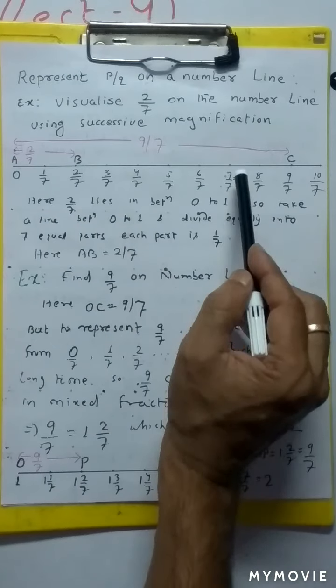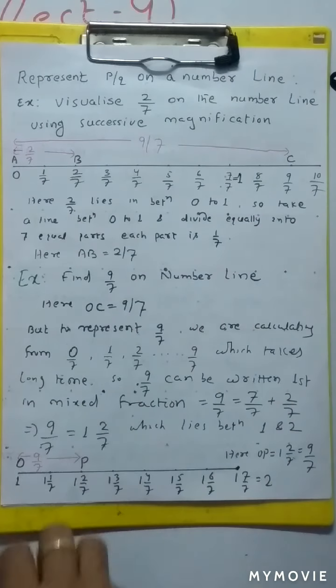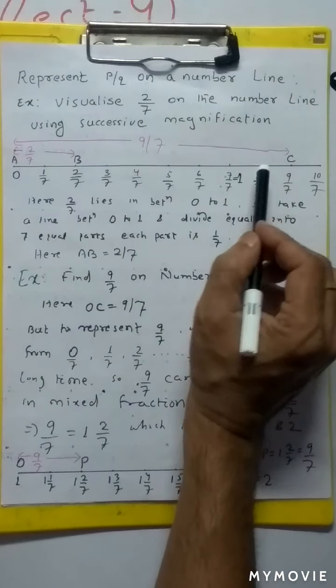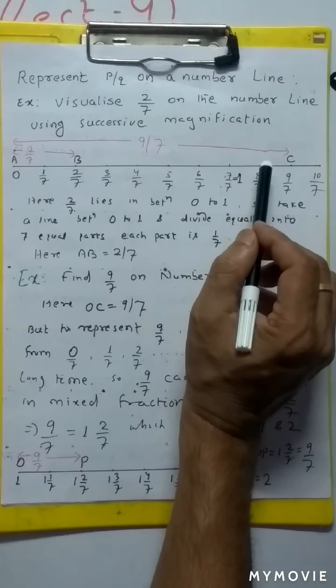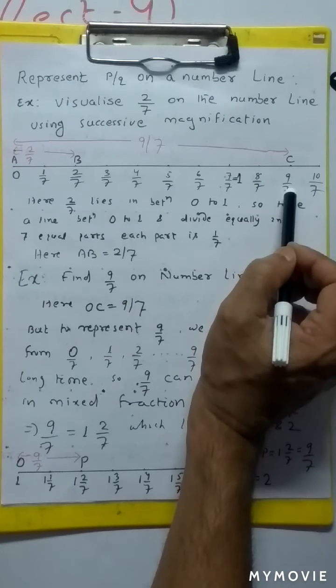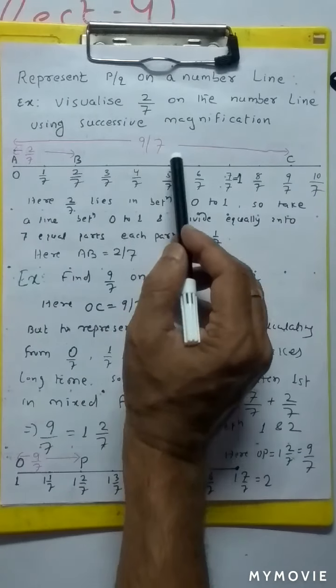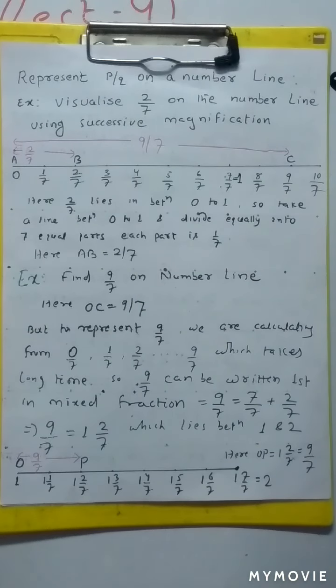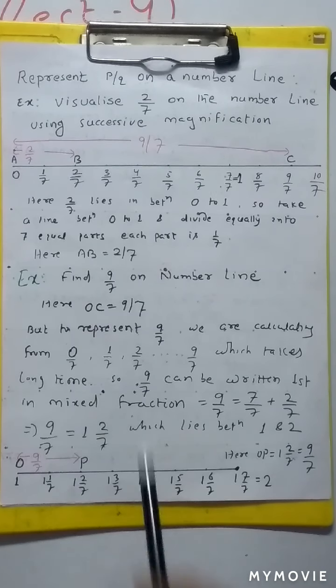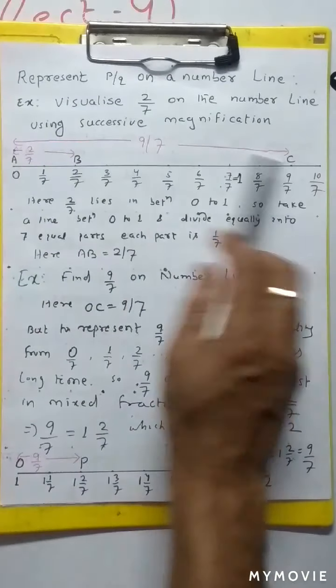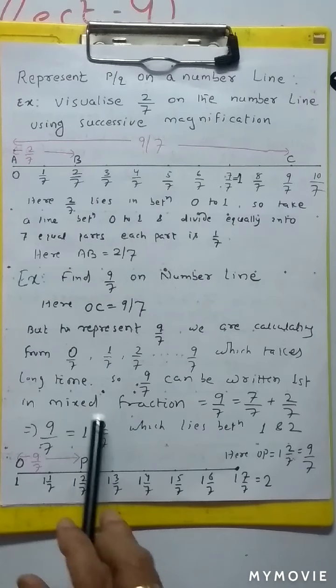More than 1. So as per the previous figure, first we took 0 and 1. 1 is nothing but 7 by 7. So from 0 to 1, I divided equally into 7 parts. Each part is 1 by 7. So now this 1 indicates 7 by 7. Then you take another one part, that is 8 by 7. This is 9 by 7.